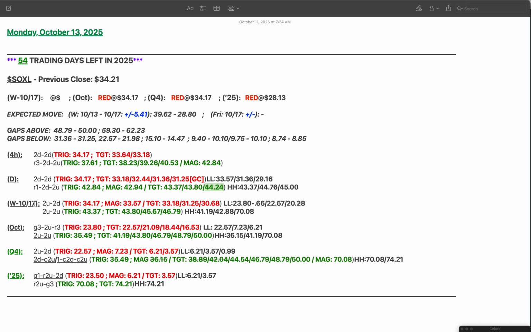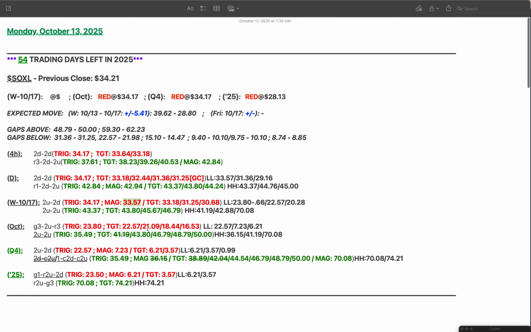Anyway, for the week of October 17th, if we get action to the downside, that is a 2 up, 2 down reversal triggering at 34.17 with a magnitude of 33.57. So not the biggest magnitude in the world, but we've got some extended targets here of 33.18, 31.25, which again, remember, is a gap close, and then 30.68.